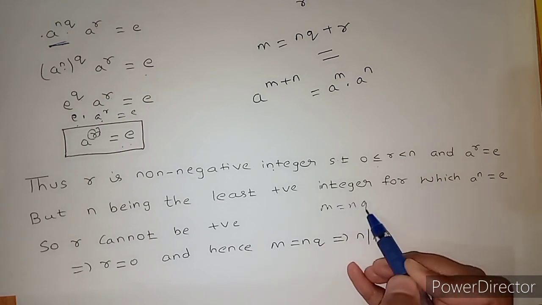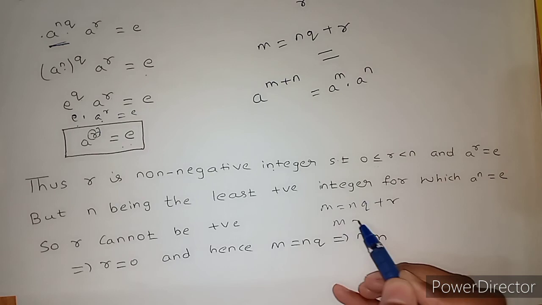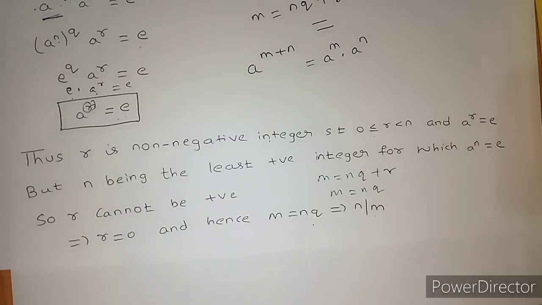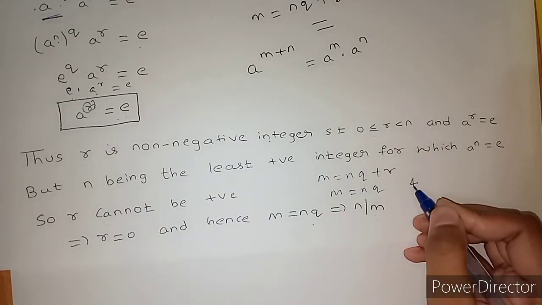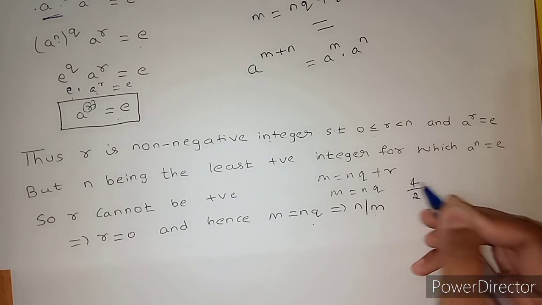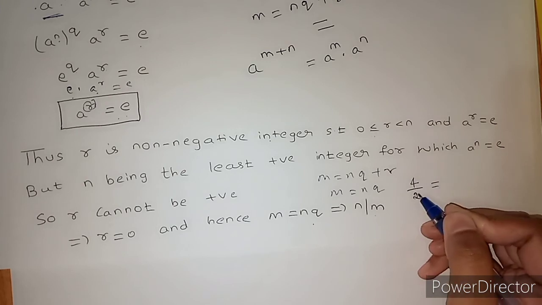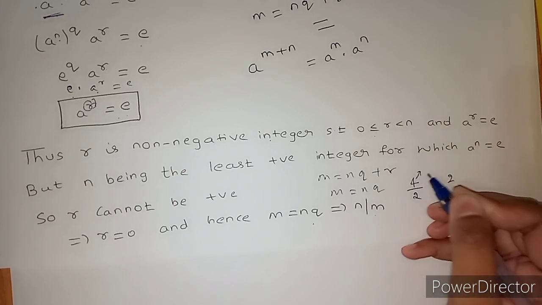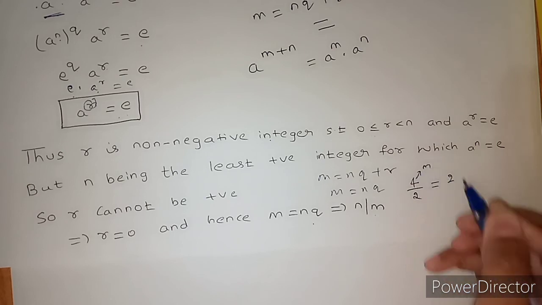If we substitute r equal to 0 in m is equal to nq plus r, m is equal to nq, right? m is equal to nq. That implies n divides m. How is this? I will explain. See, for example, 2 divides 4, right? 4 divided by 2 is equal to 2.